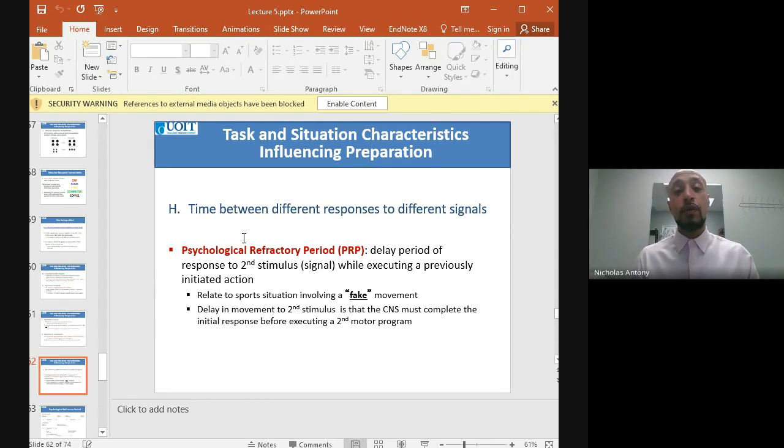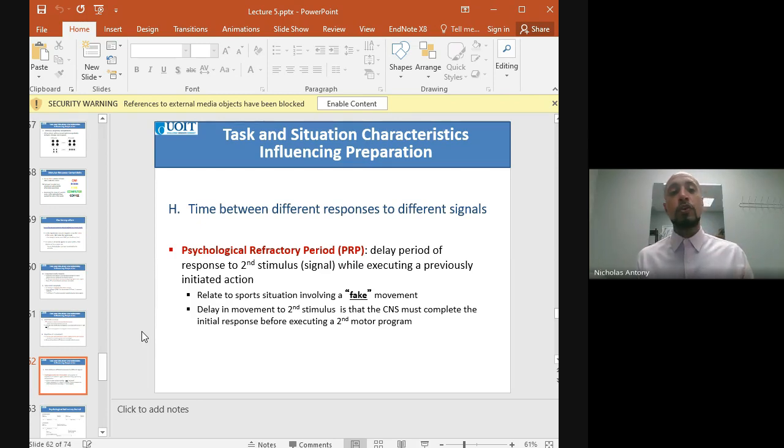And then the last one is the time between different responses to different signals. That sounds super weird, but this whole idea is the concept of what's called a psychological refractory period. What that means is that, have you ever played sports where the best thing you want to do as an offensive player is fake out the defender? It buys you more time to get around them.